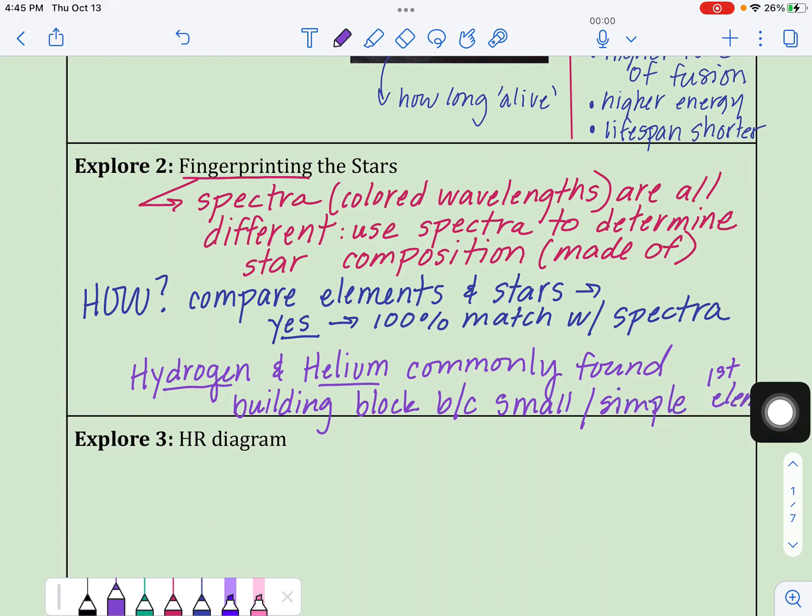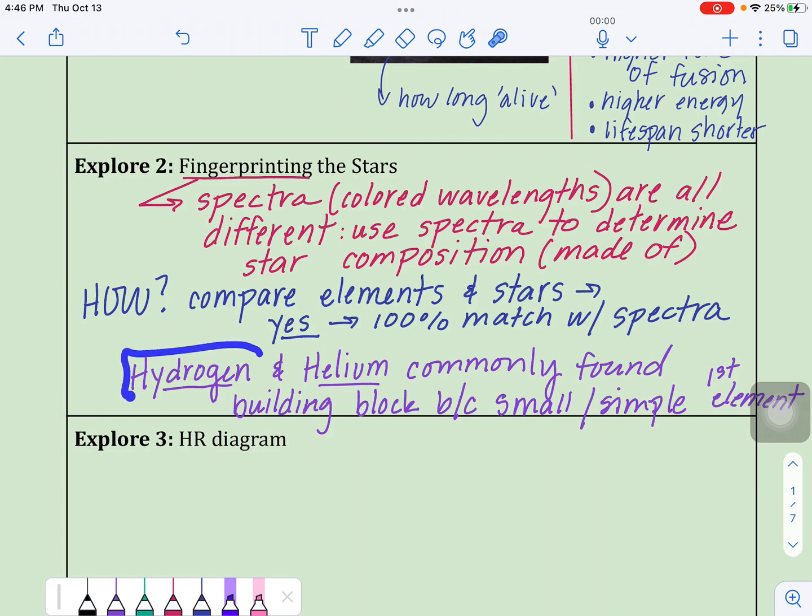That's what we're going to start to investigate as we go through star life cycle. So big ideas here with our fingerprinting activity. We're seeing these colored wavelengths or spectra from both stars and elements when they're heated up. And because every star spectra and every element spectra is a little bit different, just like people's fingerprints, we can use them to figure out a star's composition or what it's made of. The way we do that is we compare the element spectra to the star, and we know that element is part of the star if we see 100% match of the element to the star's spectra.